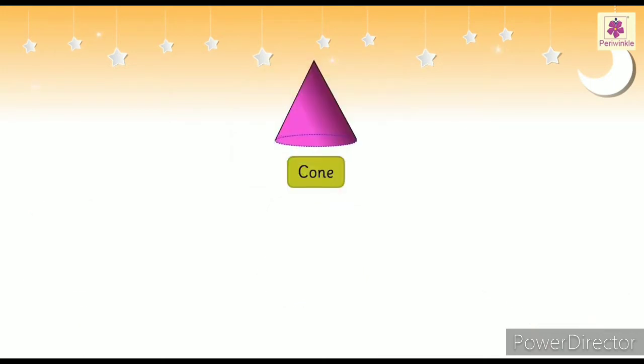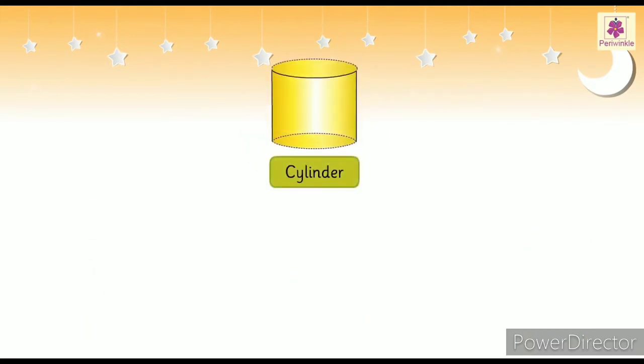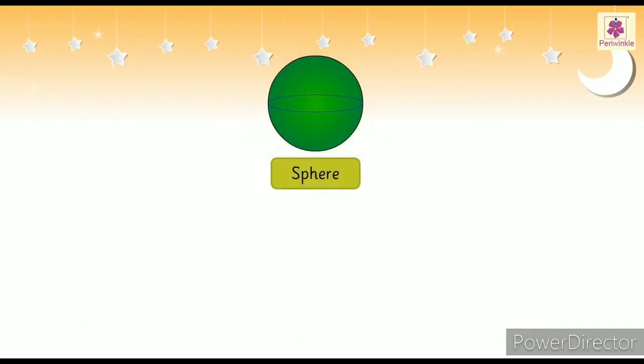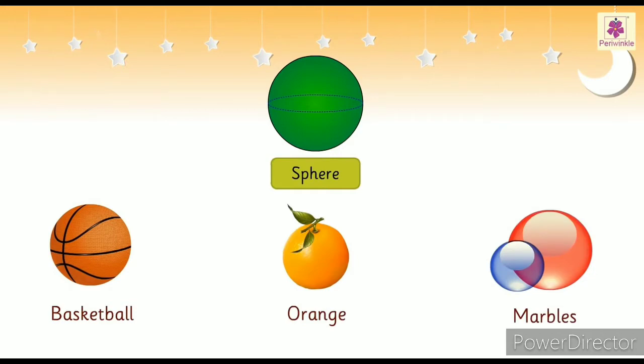This is a cone. An ice cream cone, a birthday hat, a pencil tip are all examples of a cone. This is a cylinder. A can, a drum, a mug are all examples of a cylinder. This is a sphere. A basketball, an orange, and marbles are examples of a sphere.